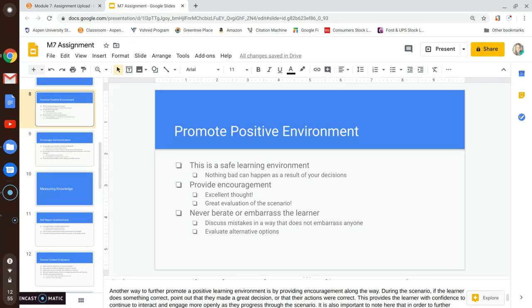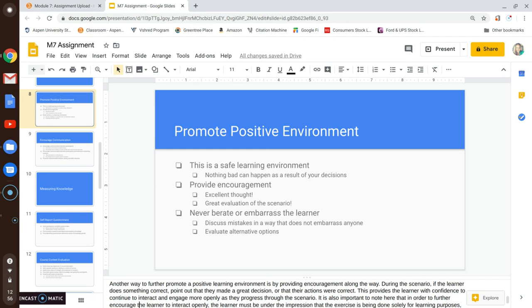Another way to promote a positive learning environment is by providing encouragement along the way. During the scenario, if the learner does something correct, point out they have made a great decision or that their actions were correct. This provides the learner with confidence to continue to interact and engage more openly as they progress through the scenario. It is also important to note here that in order to further encourage the learner to interact more openly, the learner must be under the impression that the exercise is being done solely for learning purposes, and while there may be some constructive criticism being provided, humiliation and beratement will never occur during a learning exercise.